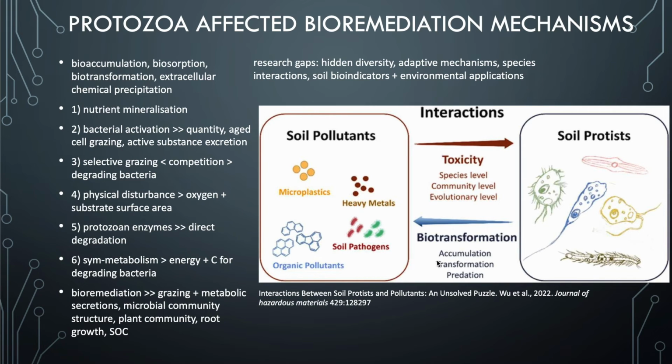They can also transform them biochemically through enzymatic action, causing changes in the chemical structure and therefore rendering that pollutant either less toxic or even more toxic in some instances. And also through predation of bacteria and fungi that accumulate these pollutants. By predating on the organisms that accumulate them, that then leads to the other two possibilities of biotransformation, but also release of the pollutants that are locked up in the bacteria and fungi.